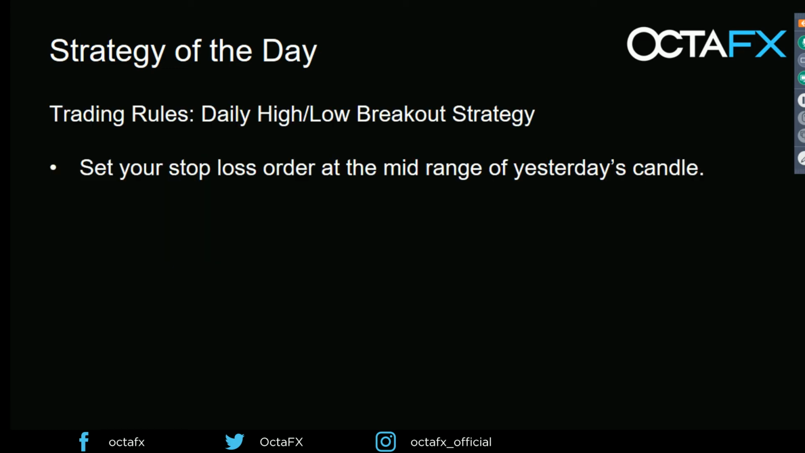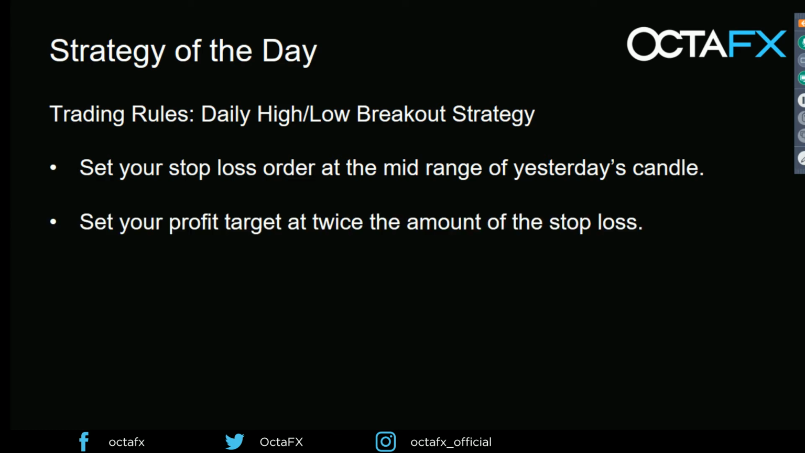And so next up, where should you put your stop loss and profit target? Set your stop loss at the mid-range of yesterday's candle. So look at the prior candle, find the center point and put your stop loss there, whether you got in the market long or short. As far as your profit target, set it at twice the amount of your stop loss. So if you've got a 20 pip stop loss, you'd be looking for a 40 pip profit target.